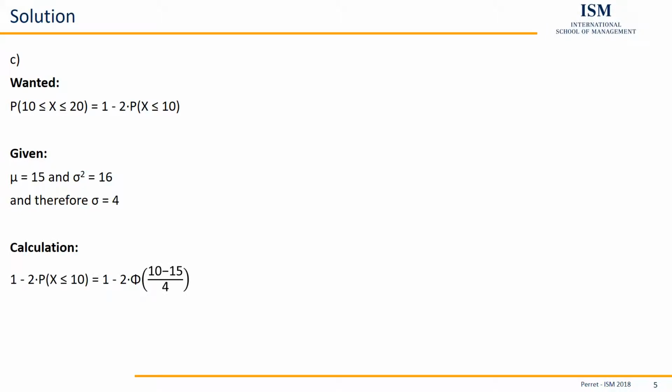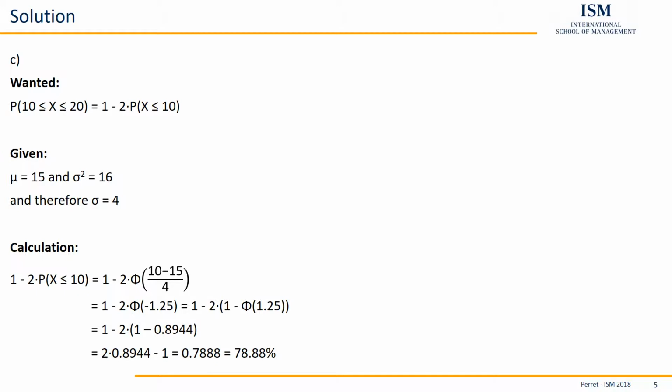So here if we standardize this, we have 1 minus 2 times phi of 10 minus 15 by 4, giving us here a value of minus 1.25, which I would have to look up in the table. Again, I cannot find negative values in my table, so instead I transform this into 1 minus phi of 1.25. And the 1.25 I can look up in the table, finding there a value of 0.8944. Then I only have to calculate the expression I have here. Putting this into the calculator gives me a value of 78.88%. So the chance that someone spends between 10 and 20 euros is 78.88%.